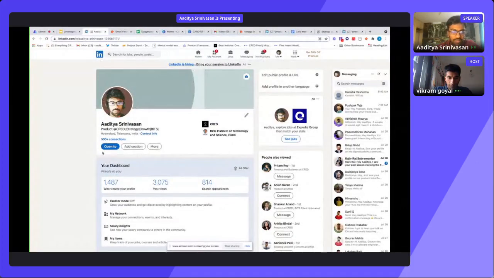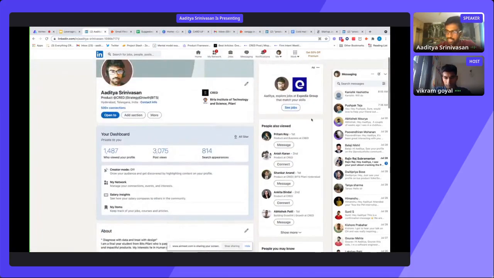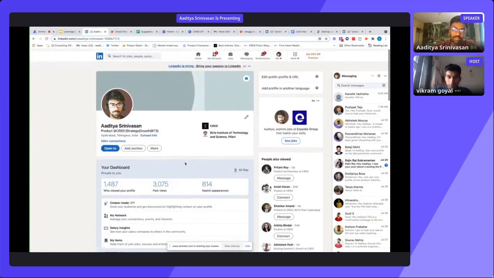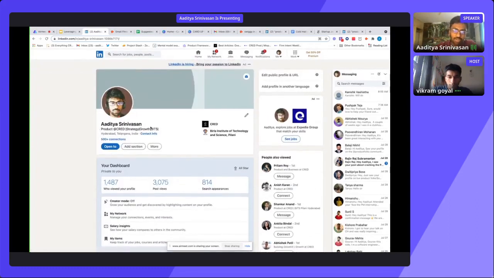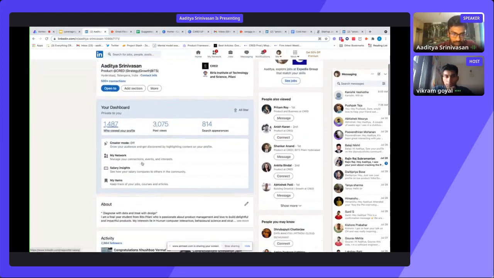The basics of a LinkedIn profile: one is your header. This should be like clickbait. When someone looks at your header, they should be nudged to click on it and look into your LinkedIn profile. So talk about the most important things. For me, I'm talking about my current job and my major skills and interests. That is very important. Then there is your About section.